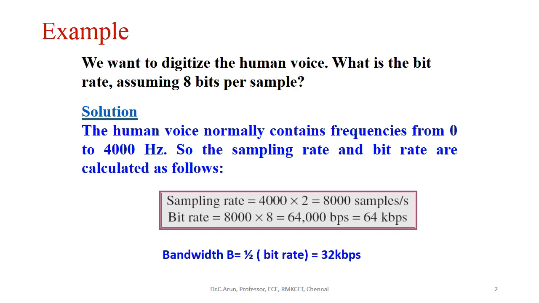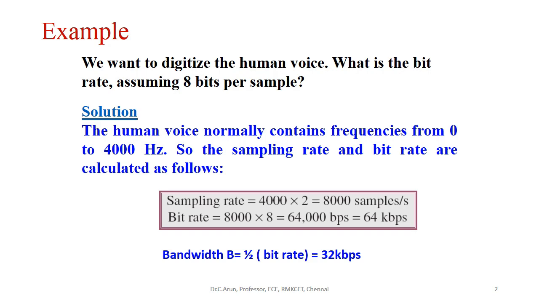Generally, the human voice ranges from 0 hertz to 4000 hertz. That means approximately 4 kilohertz. So that's why in telephone lines the maximum frequency allowed is 4 kilohertz. So the sampling rate and bit rate are calculated as follows.